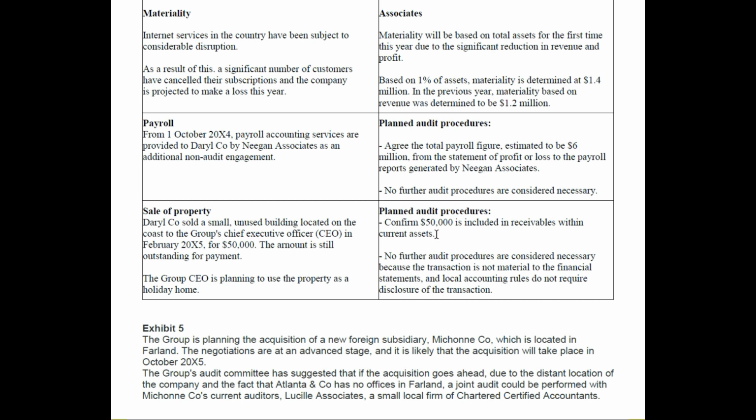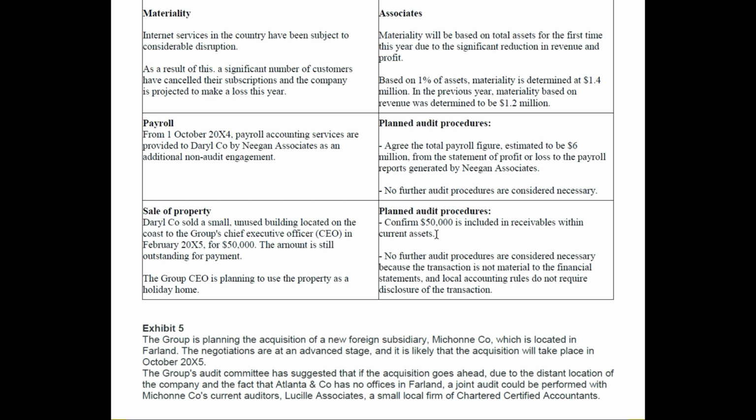Do you think this is a sufficient audit procedure to be performed by the component auditor? I totally disagree with this, because confirming $50,000 as a receivable in current assets is insufficient. They need to verify that this amount is taken out from the non-current assets register. That is, it has been removed. The building has been removed as a non-current asset from the assets register, right? Number two, they've made a proper disclosure for this transaction or not.